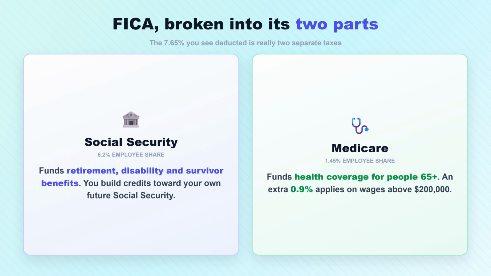Let us break FICA into its 2 parts, because the 7.65% you see deducted is really 2 separate taxes. The first is Social Security at 6.2%. This funds retirement, disability, and survivor benefits, and you slowly build credits toward your own future Social Security. The second is Medicare at 1.45%. This funds health coverage for people aged 65 and older. And there is an extra 0.9% Medicare tax on very high wages above $200,000.